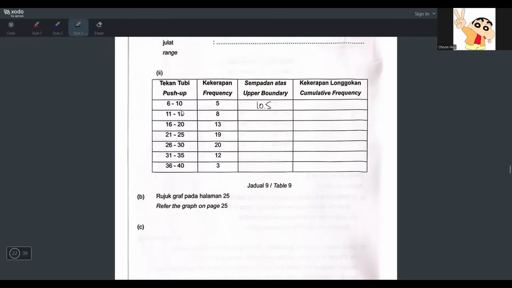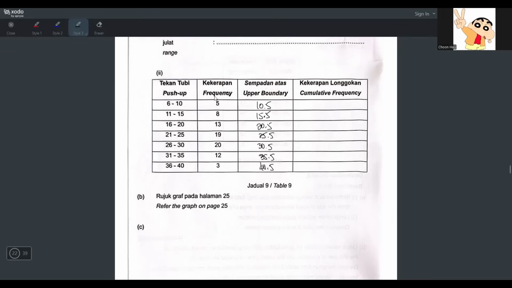Next one, same thing. 15 plus 16 divided by 2. So 15.5. Next one is 20 plus 21, and then divide by 2, 20.5. And then do the same, 25.5, 30.5, 35.5. And then the last one is 40 plus the next number 41 divided by 2, 40.5. Okay, this is not very hard. That's all. Now for the cumulative frequency.